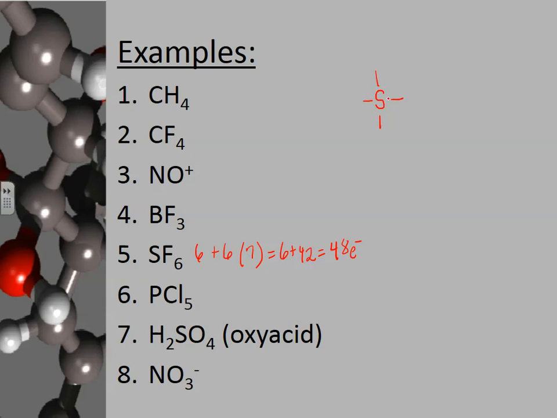We have 6 fluorines to attach. So rather than our normal 4, this is an expanded octet situation. So we're going to put 6 around the sulfur. 1, 2, 3, 4, 5, and 6.